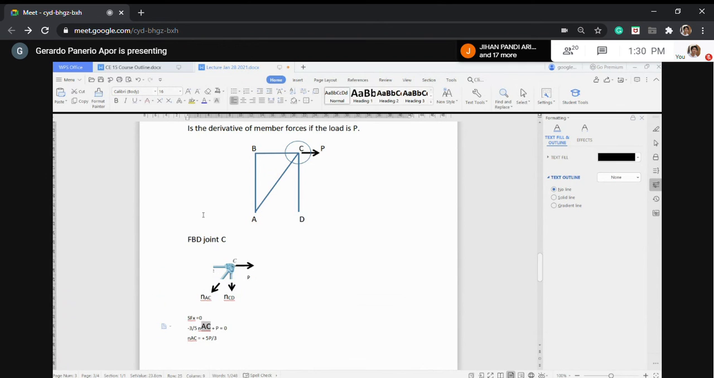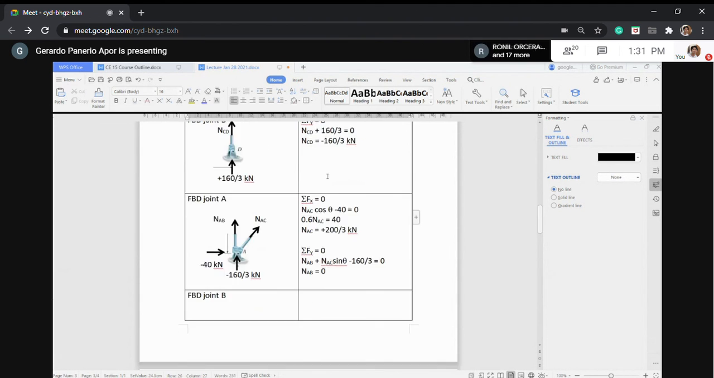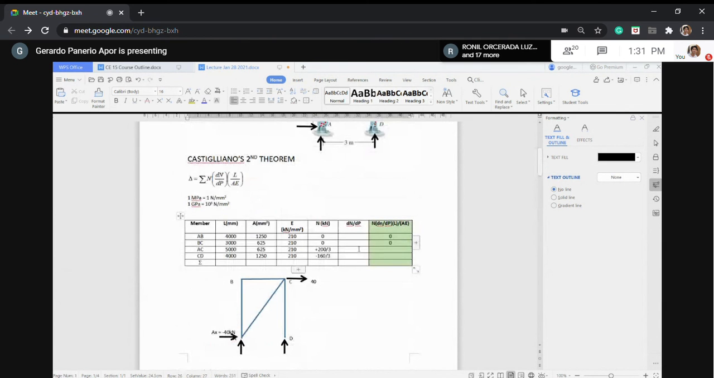Okay. Subscript no ulit naman. Okay, you have N EC there. So the derivative of that, dN/dP, is equals to positive 5 divided by 3. So that's dN EC, 5 over 3 here. That is 5 over 3, 5 divided by 3, positive.